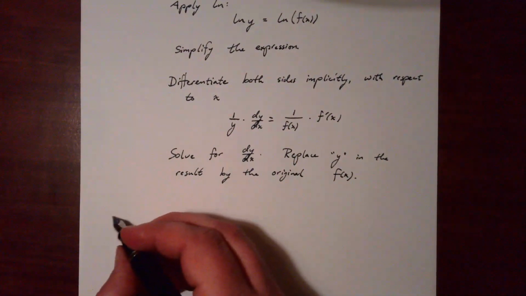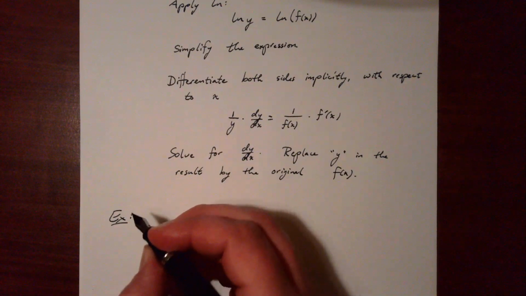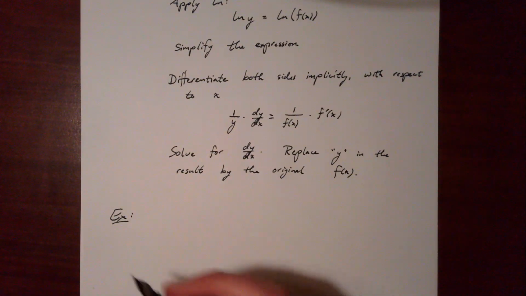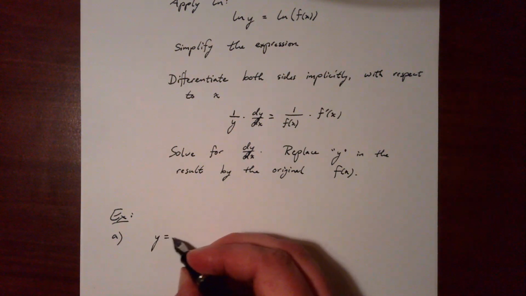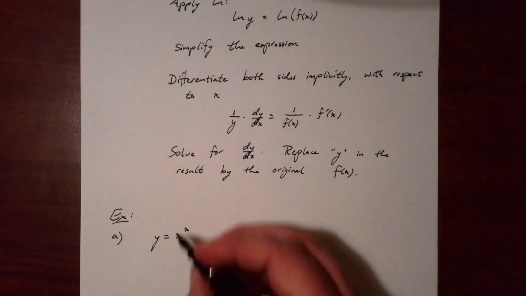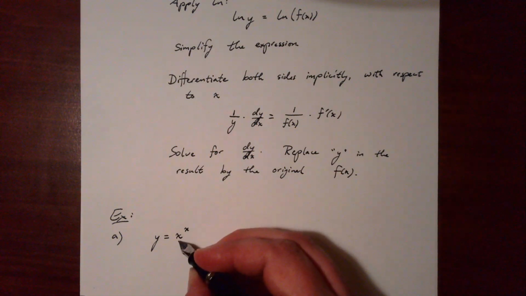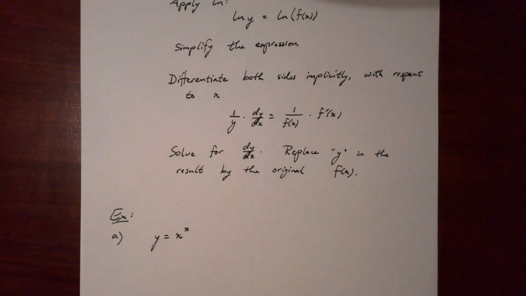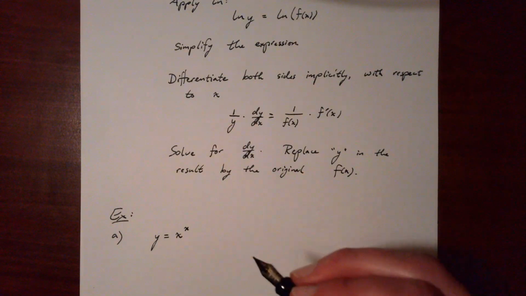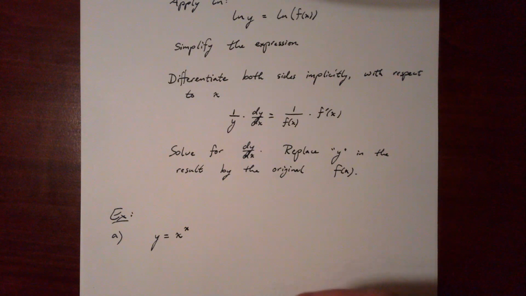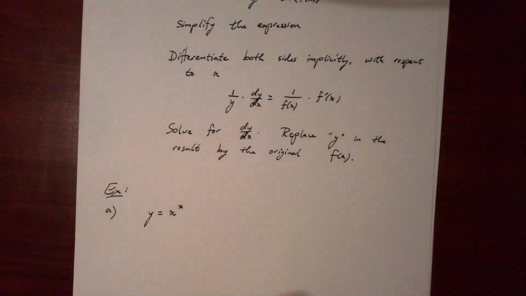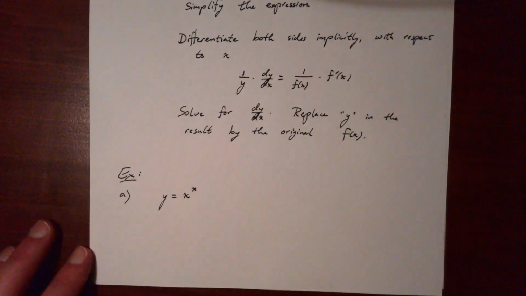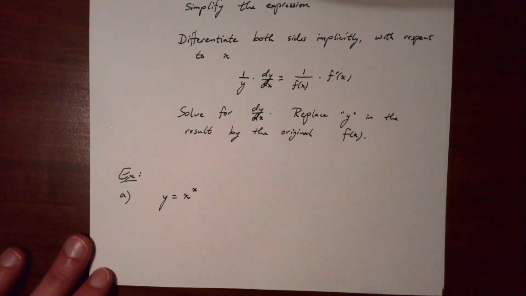Alright, let's try an example. Here's an example of a function which may not look so bad until you really dig into it. So a. Let's say y equals x to the x. First off you see an x in the base and you think, oh, maybe I can do the power rule. But then you see an x in the exponent and you say, whoa, whoa, whoa. This is neither a power function nor an exponential function, but some weird combination of them both. So what are we going to do about this?